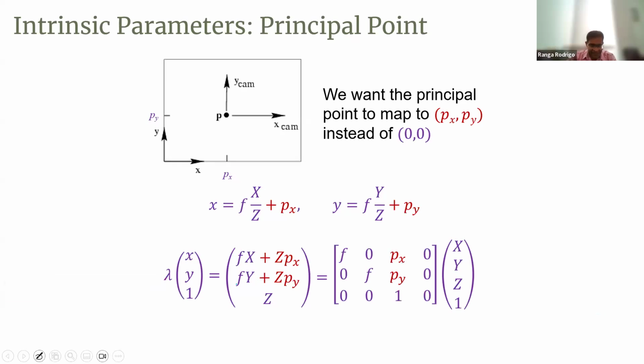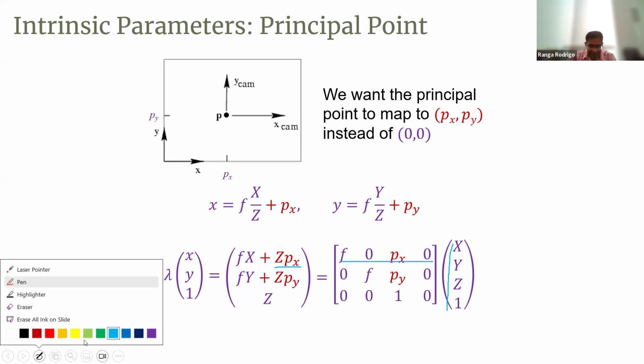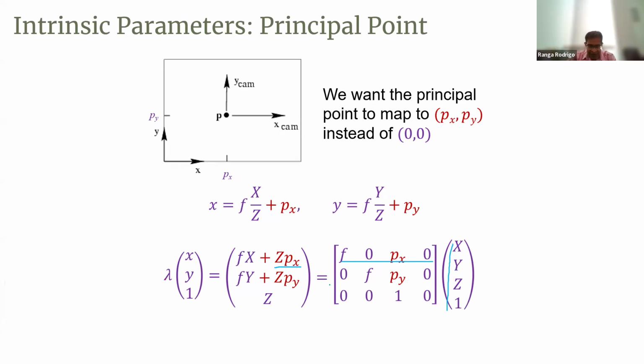So here you can see, remember this row multiplies with this column. Now f multiplies with x, that's okay. Px multiplies with z. That's why you get z Px there. Now let's take the second row. The second row multiplies with the same column. So f multiplies with y, Py multiplies with z. That's why you get z Py there.